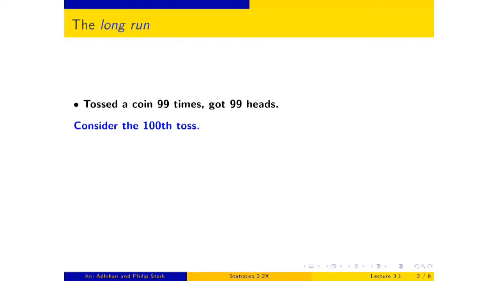So your law of averages said in the long run you get about half heads and half tails. Well, you've got all heads thus far. So does that mean, for example, that on the 100th toss you're due for a tail, you're more likely to get a tail than you were before?